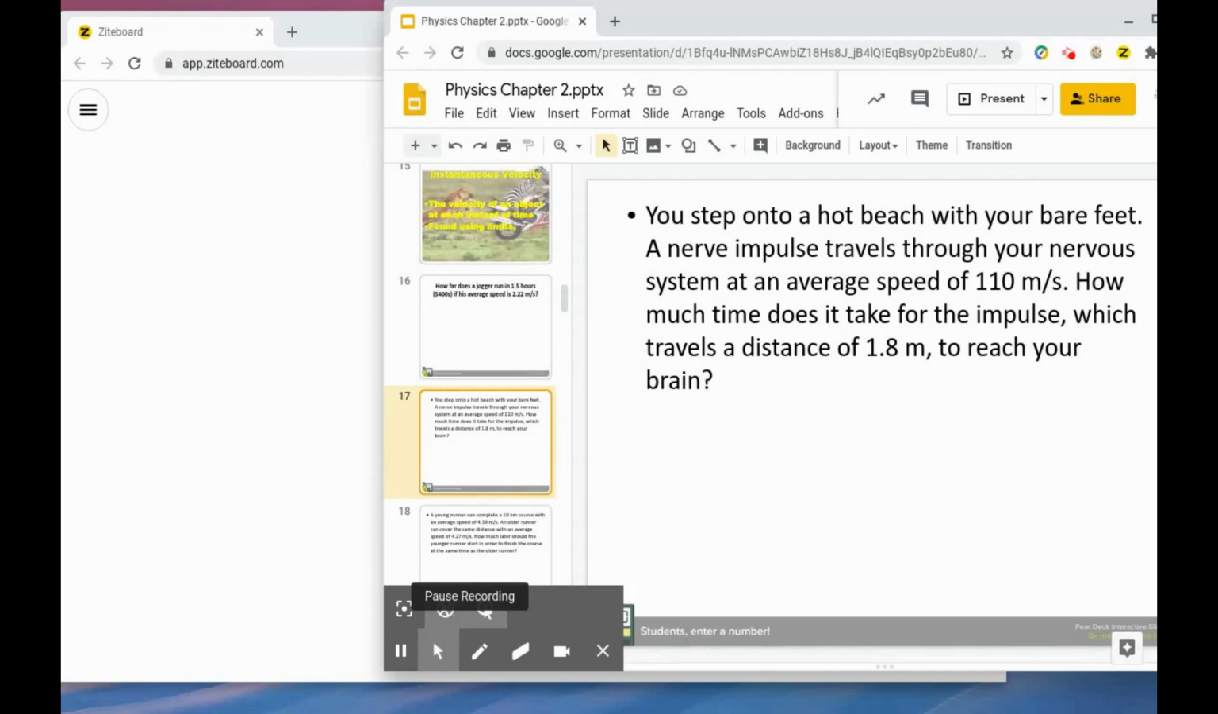In this next problem, it says you step onto a hot beach with your bare feet. A nerve impulse travels through your nervous system at an average speed of 110 meters per second. So that's our velocity. It's always best to go ahead and make a list of the variables that you know. So V is 110 meters per second. How much time, so we're looking for time, does it take for the impulse, which travels a distance of 1.8 meters, to reach your brain?